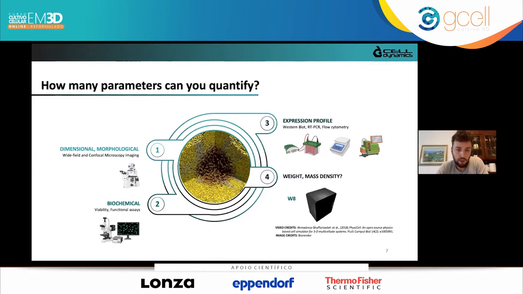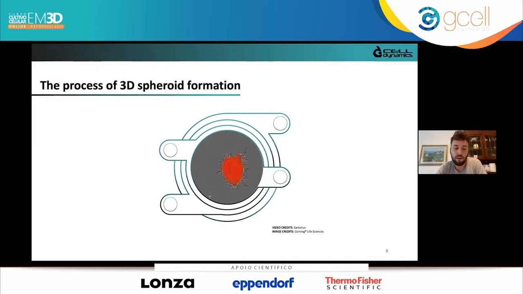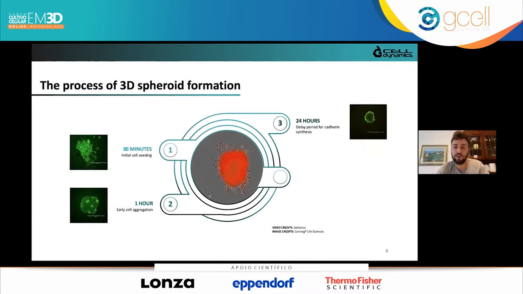In addition, spheroid formation is a multi-step process. After an initial cell seeding, where you seed the cells in the well, cells begin to aggregate with each other. And after a period for the synthesis of the proteins involved in the cell-cell junction, they form a compact spheroid. During this multi-step process, I'd like to put the focus on the fact that these objects are also evolving from the physical point of view. And so it's meaningful and relevant also to measure their physical features.